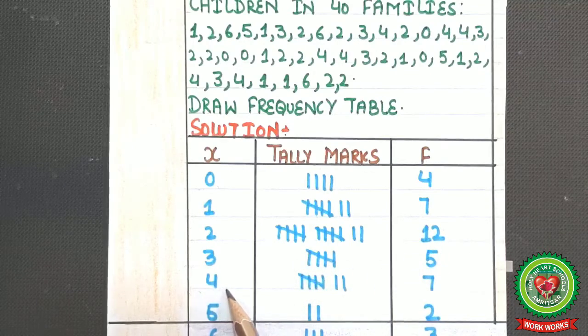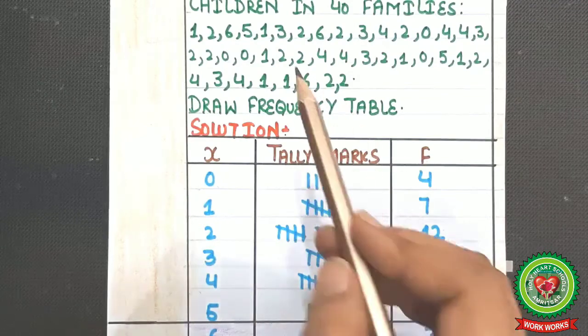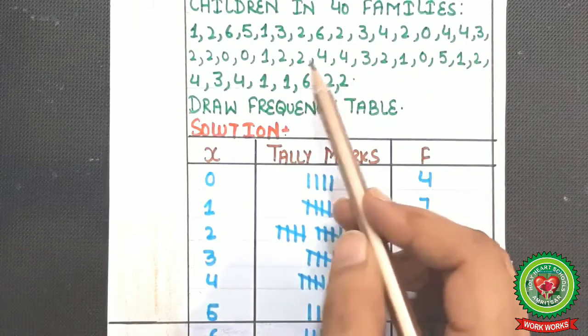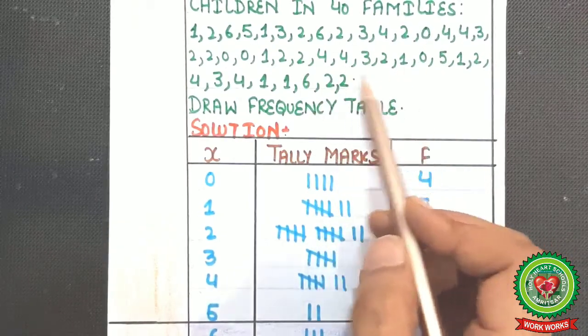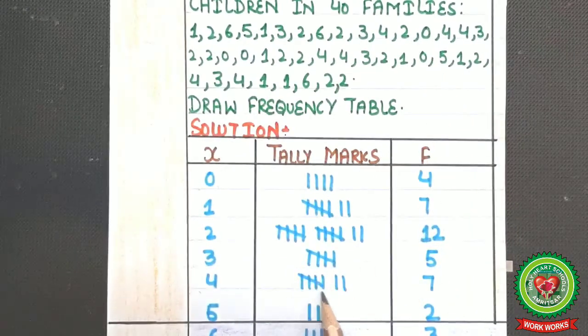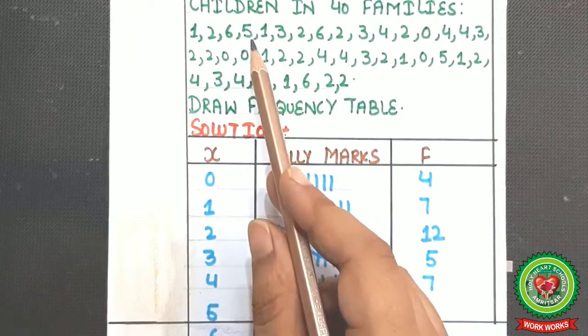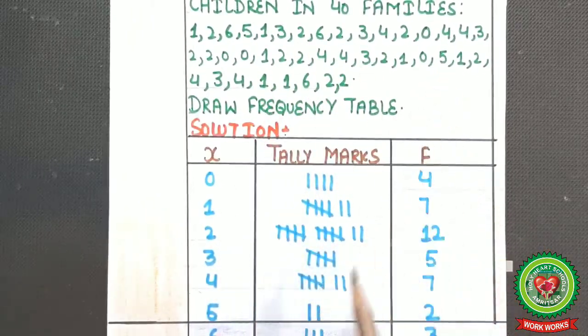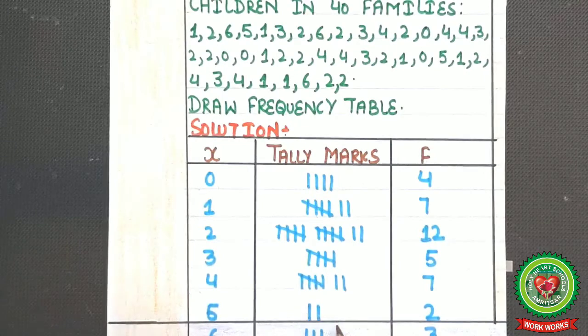The next number is 4. Now we have to count 4. It is coming 1, 2, 3, 4, 5, 6 and 7 times. So here we write 7 tally marks, and here also write 7. After 4, the next number is 5. It is coming 1, 2, only 2 times. So here 2 tally marks, and here also write 2.